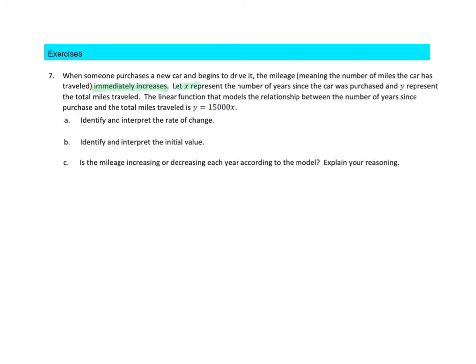It says let X represent the number of years since the car was purchased and Y represent the total miles traveled. The linear function that models this relationship is Y equals 15,000x. Okay, what I want you to do right now, tell me what the rate of change is, tell me what the initial value is. And tell me, is the mileage increasing or decreasing each year according to this model? We're going to go over this in about 1 minute, so please have answers here.